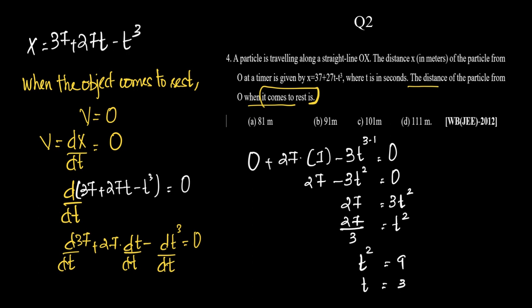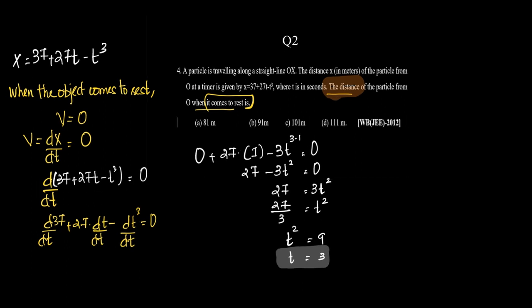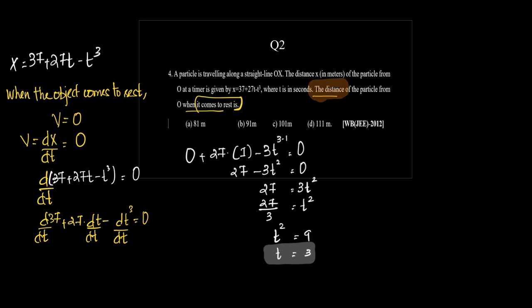So the required value of t is equal to 3, but that is not what we are being asked to find out in the question. What we've been asked to find out is the distance of the particle when it comes to rest. So when it comes to rest, the time is 3 seconds, right? So 3 seconds after the observer started observing the motion, which means what is x? x is 37 plus 27t minus t cube.